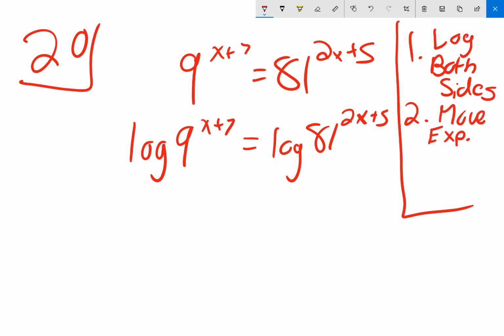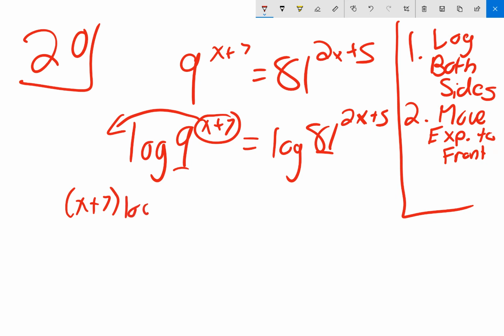Move exponents to the front. And it's just the exponents, not the 9, not the 81, only the exponents. X plus 7 gets moved up here, so it'll be x plus 7. I'm going to put it in parentheses because there are 2 pieces, right? X plus 7 is 2 different pieces. I want to make sure I remember that they go together.